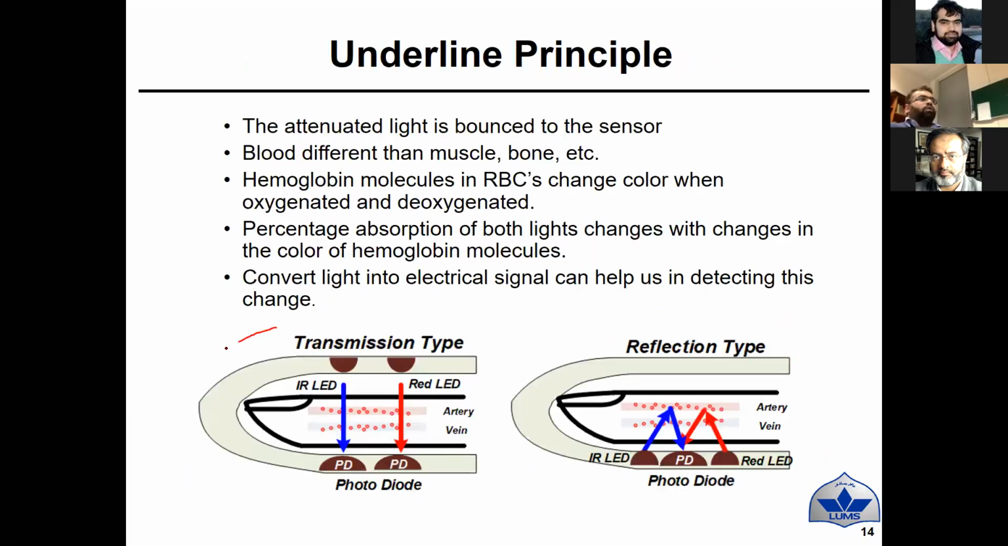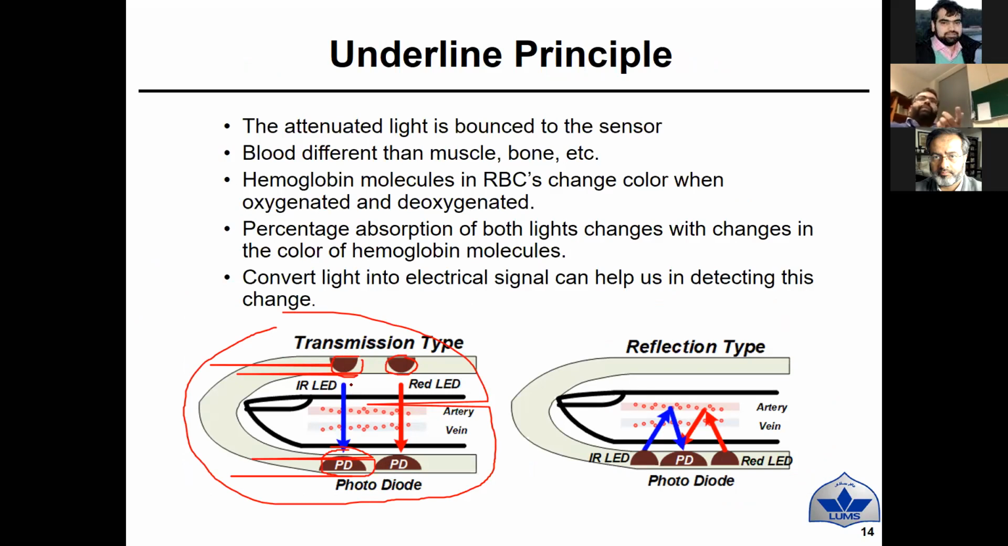So just to overview about the transmission type, कि आपके पास जो light source होगा, LED होगी, it should be here, and another LED is here on the opposite side. आप photodiode embed कर दें. So then that's going to be a transmission type, meaning the light is going to transmit through the cells, and from the other side, you're going to observe it.